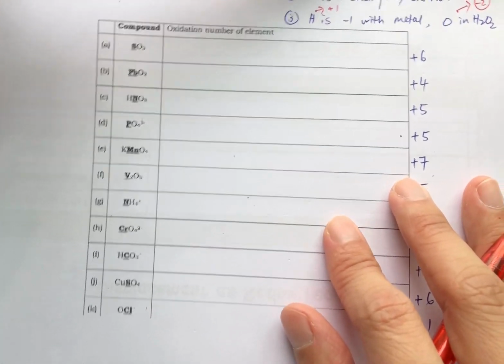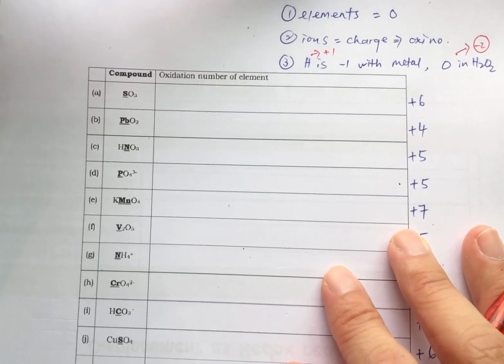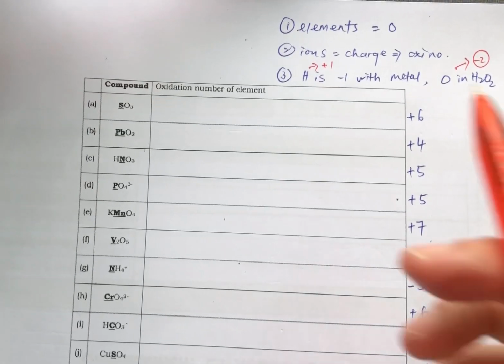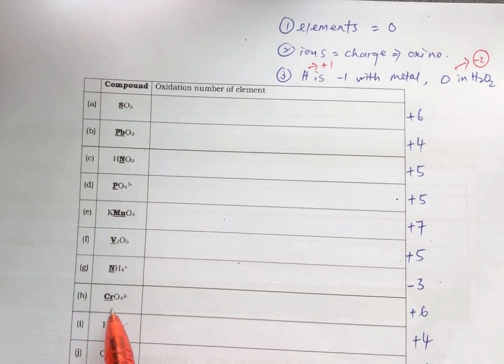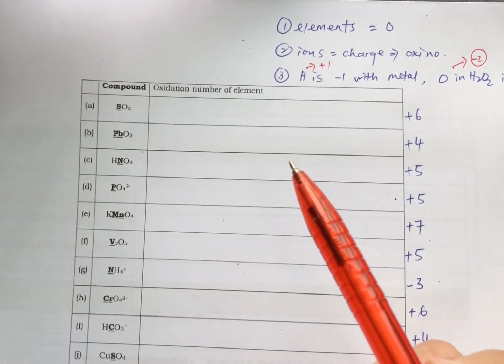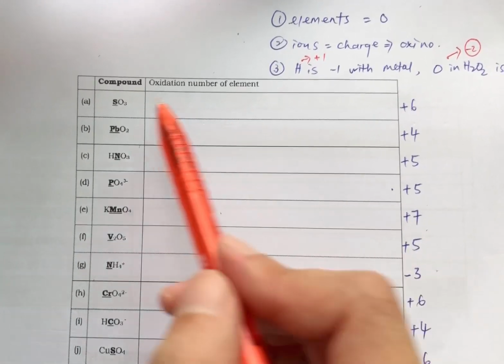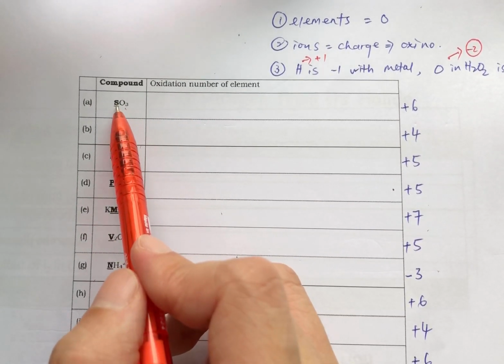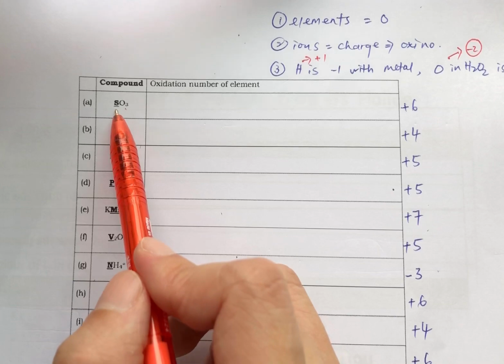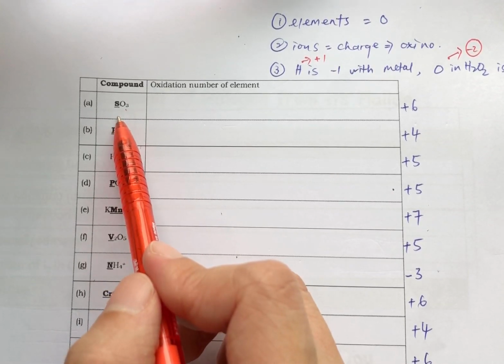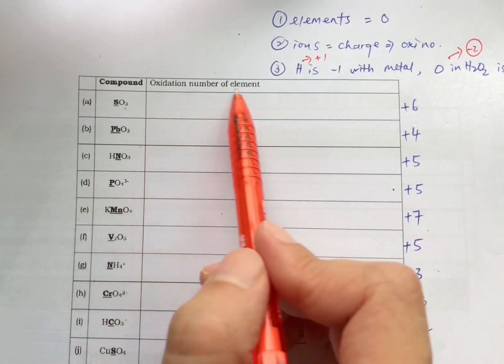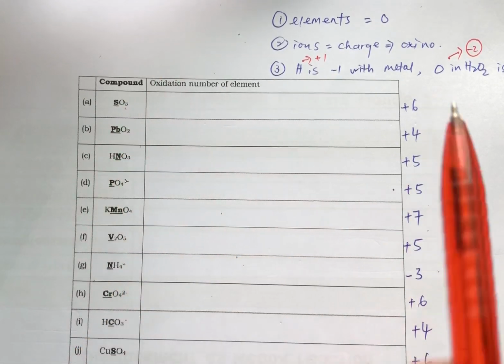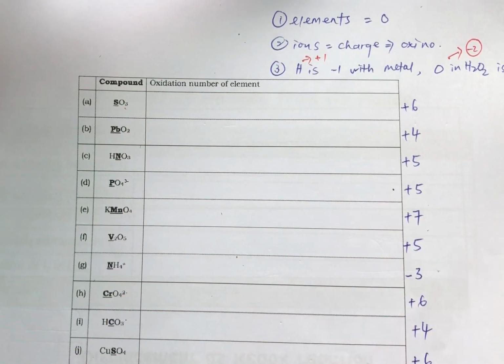So now we're going to do calculations. First, I have the compounds here. In SPM, what kind of question will they ask you? They will give you a compound, and among it they will highlight or underline any one of the elements. Then they ask you to find out the oxidation number of that element in the compound. How to do it is just simple mathematics.